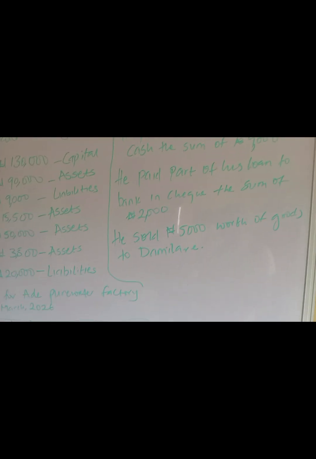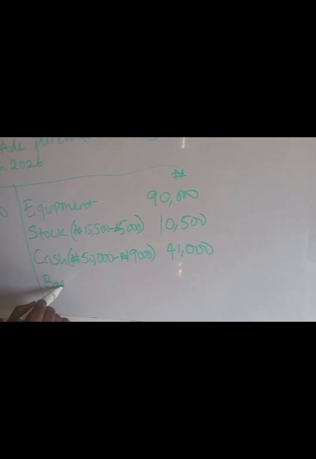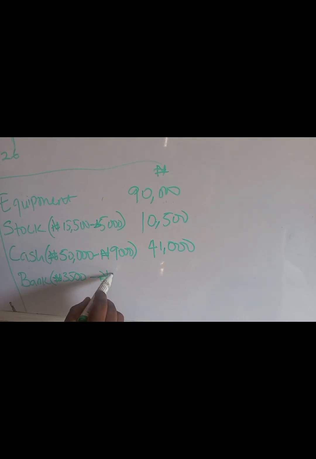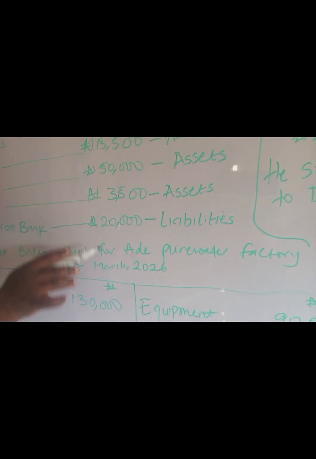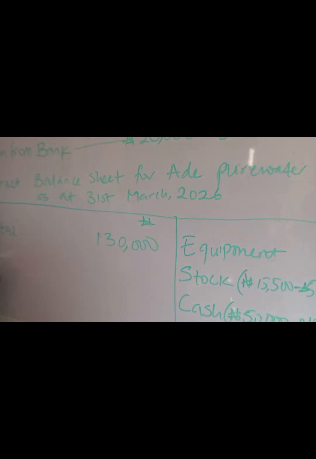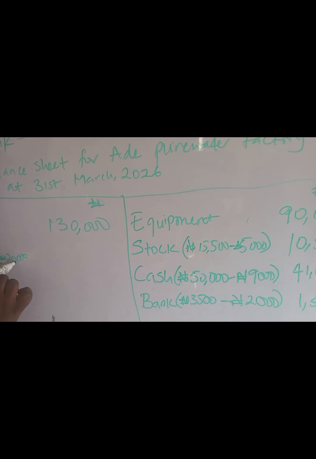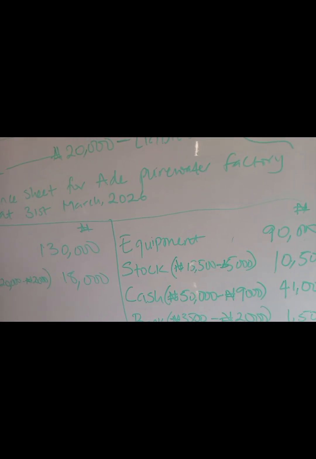I hope you are getting it. Then the bank also, he paid part of his loan to the bank by cheque. He paid the sum of 2,000 naira. So our bank, we had 3,500 in bank before, minus 2,000 naira. Our balance is now 1,500. Then let's now come here. Loan from bank. Remember, he was owing 20,000 before. Now he paid part of it. He paid 2,000 out of it. So loan from bank, 20,000 minus 2,000. We have a balance of 18,000 left.